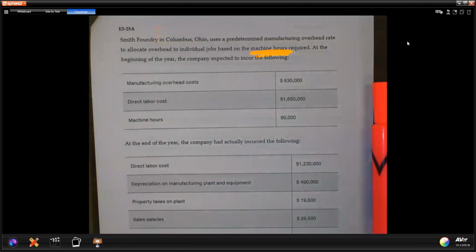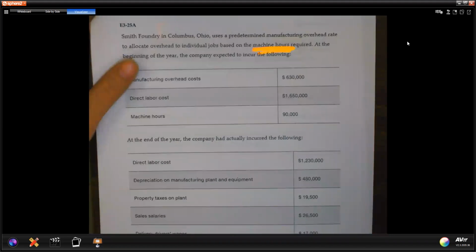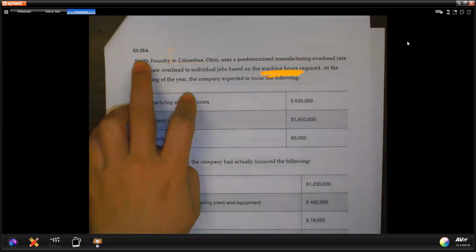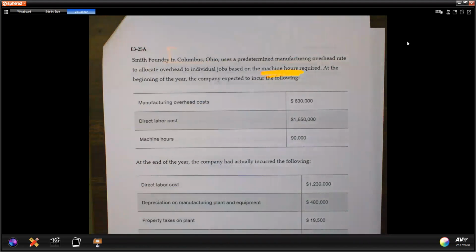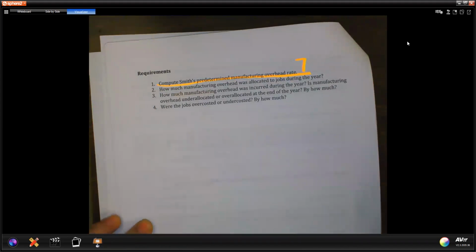In this video, I will talk about your chapter 3, some problem practice. So I'm looking at the handout page 13, and we are working on exercise 3-25A. Most likely I want to look at the question first, especially since I put two different pages.